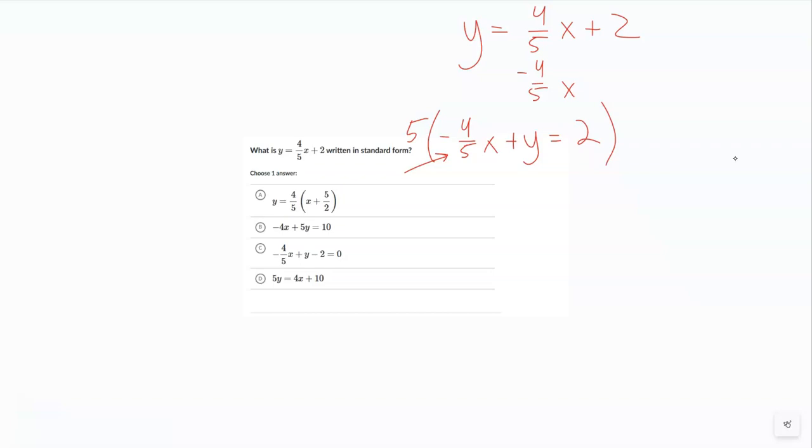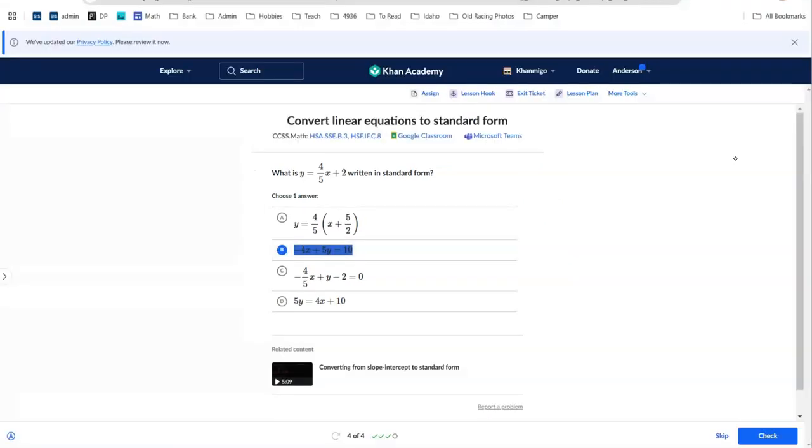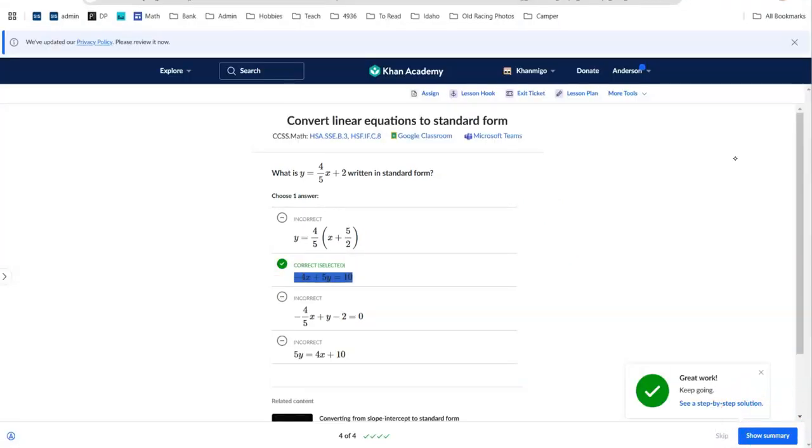The 5's cancel on that first term, so we get negative 4x plus 5y. 5 times 2 is 10. So it looks like our answer is B. What's interesting is this is also the correct answer too, but it's just not in standard form. If we just subtract 4x to the other side, we get it, but that's not it. So B. There we go.